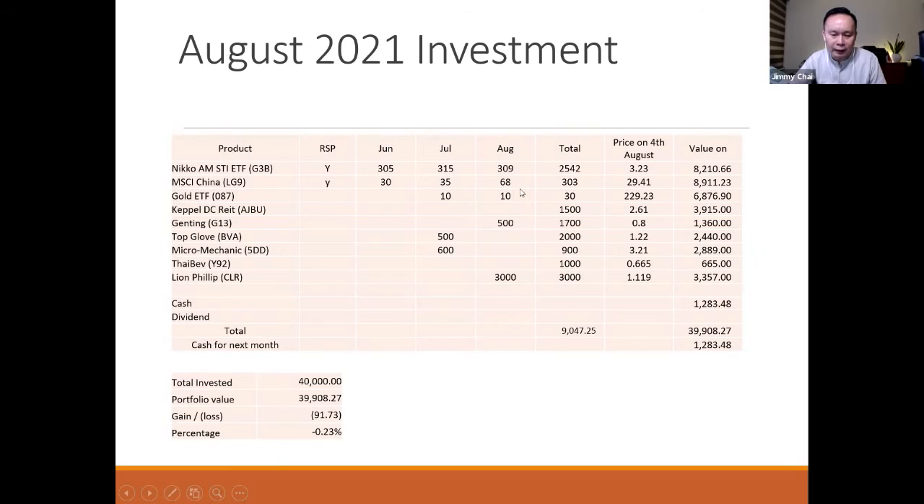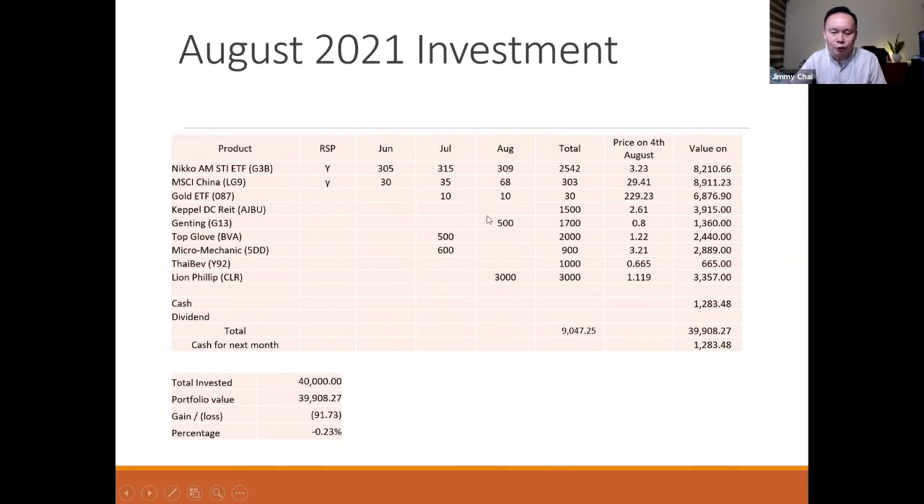I have added gold. The reason is because gold has come all the way down. I was bearish about gold, and I'm still inclined to be bearish. But the price has come to an attractive level, which will be able to hedge against my China ETF, which is in US dollars. So I have added 10 units on this.